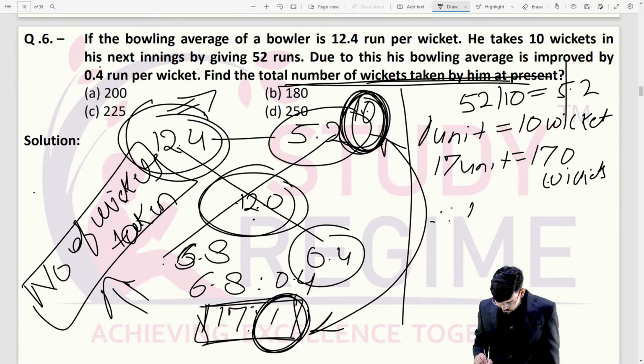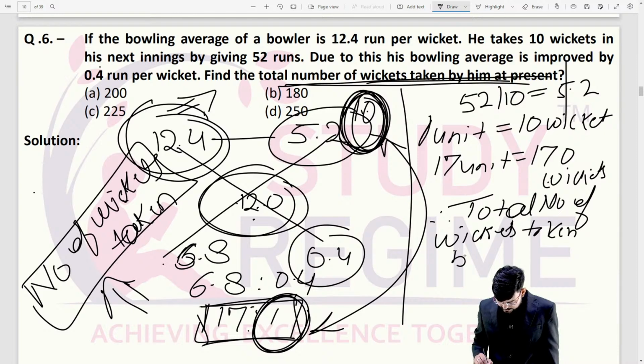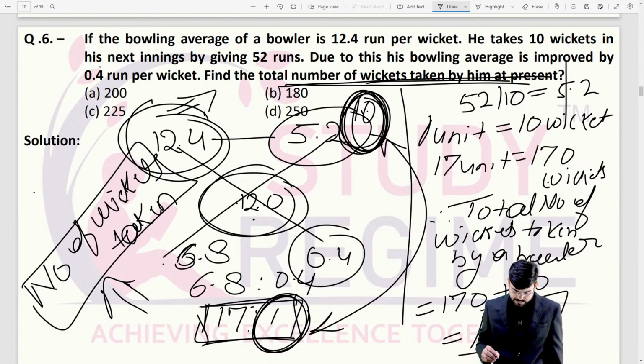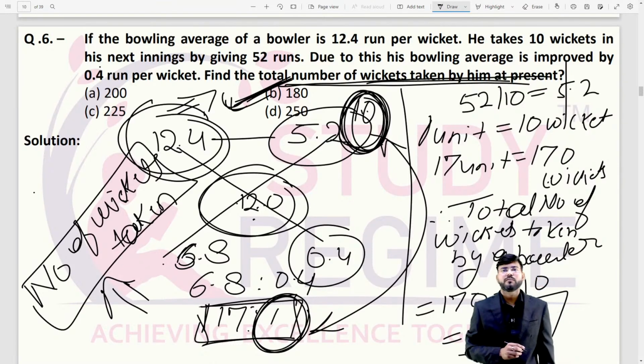Therefore, in the question it has been asked the total number of wickets taken by the bowler. I can write it down as 170 plus 10. So I will get the answer as 180. Where is 180? Option number B. Your answer for this question will become 180.